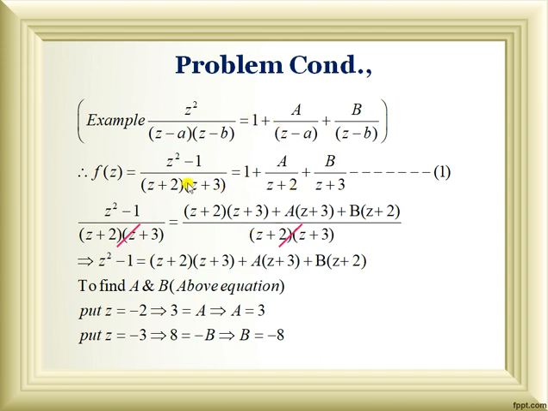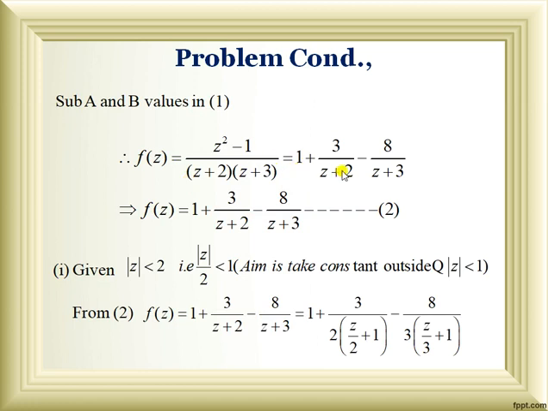After expanding this by partial fraction, take the LCM in the RHS side and cancel out the denominators on both sides, and substitute some values for z. I will get A and B values as 3 and minus 8. I'm using those values in equation number 1. I will get f of z equal to 1 plus 3 by z plus 2 minus 8 by z plus 3. This is the same function we dealt with in the previous problem also, under Taylor series.